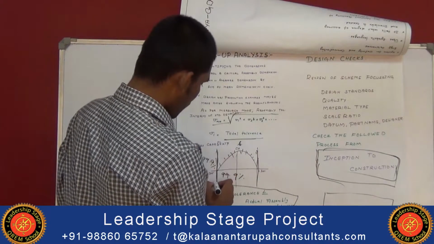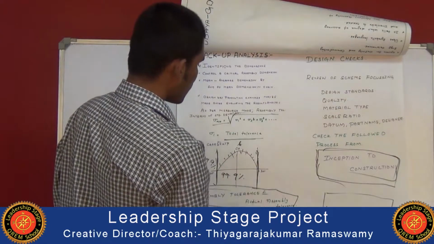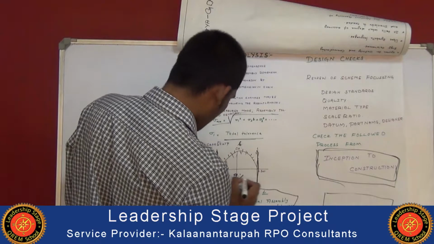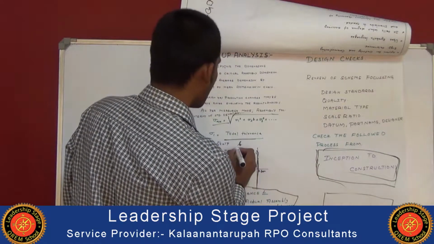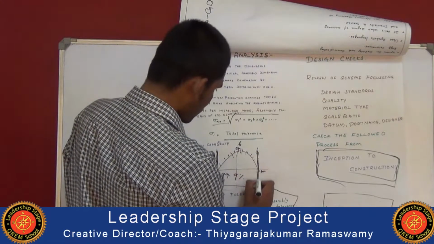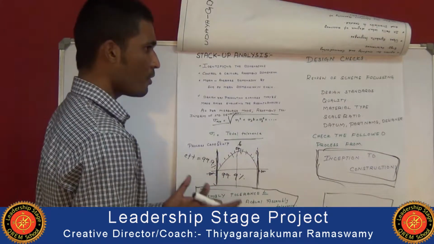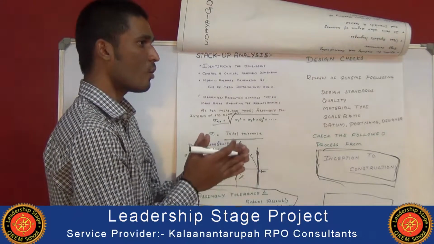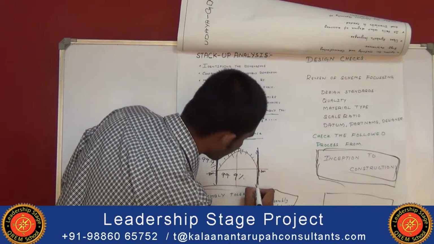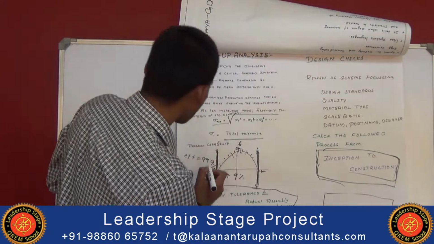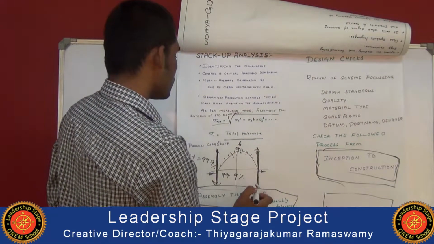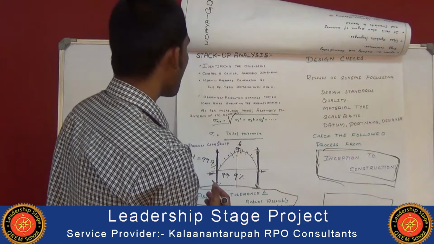Next one is process capability for the stack-up analysis. That is, minus 3 sigma is the lower limit and plus 3 sigma is the upper limit, and Cp is the process capability for the stack-up analysis. Within these two lines, the material should be very reliable and 100% quality within this section. The efficiency of the material should be 99.99% within these two sections. This tells the process capability for the components in the stack-up analysis.